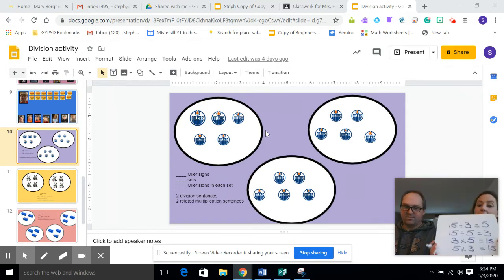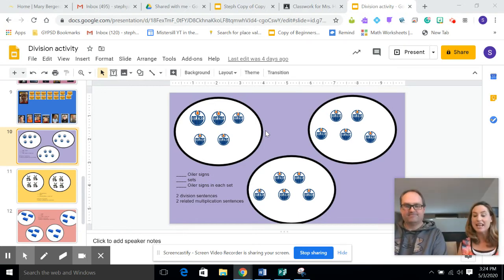Perfect. So here are your related fact families right there. We've got 15 divided by 3 equals 5. 15 divided by 5 equals 3. 3 times 5 equals 15. And 5 times 3 equals 15. Perfect, Mr. Hyatt. Okay, so now let's look at panda bears.